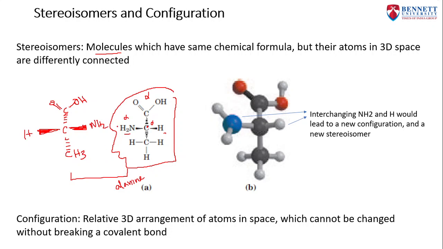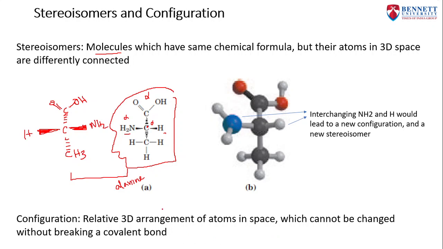Okay. So we will learn a term called configuration in this regard. Configuration precisely means the change of 3D arrangement of atoms in space by breaking a bond. So it's a relative 3D arrangement of atoms in space which cannot be changed without breaking a covalent bond.